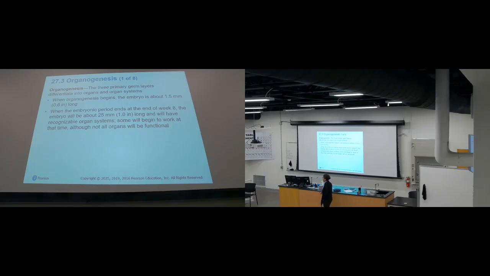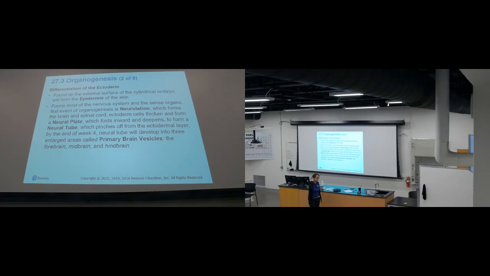So when organogenesis begins, the embryo is about 1.5 millimeters or 0.6 inches in length. So very, very tiny. And then the embryonic period ends at the end of week 8, and the embryo measures about 1 inch in length. So by this time, you have recognizable organ systems, and they will start functioning. But not all the organs will be functional. For instance, the lungs need to have a maturation process that happens towards the end of pregnancy.